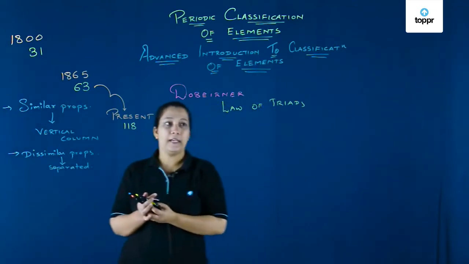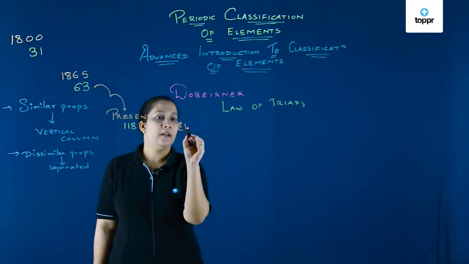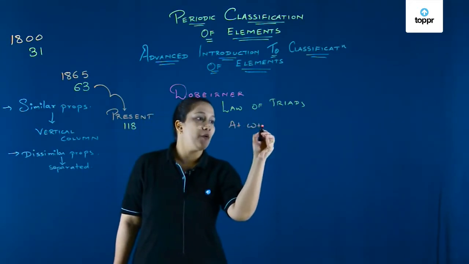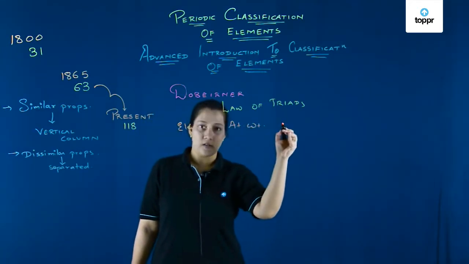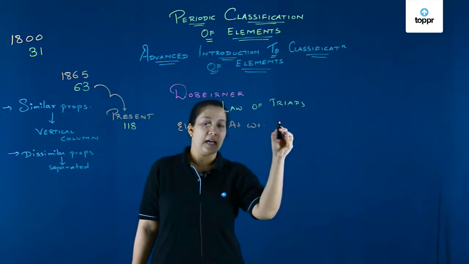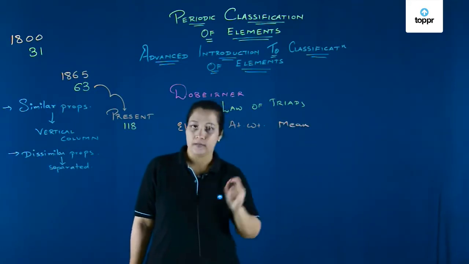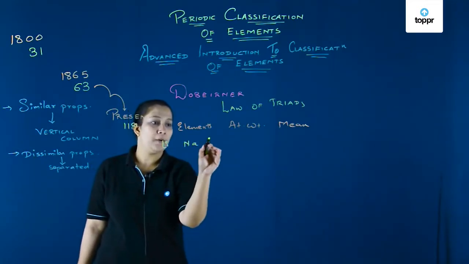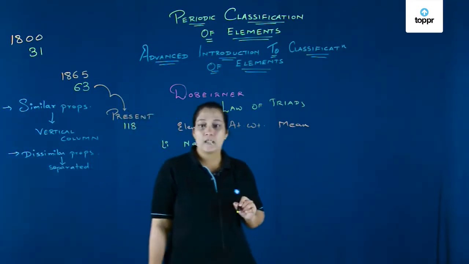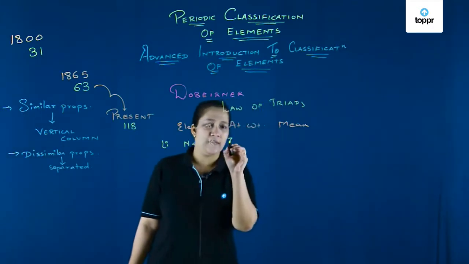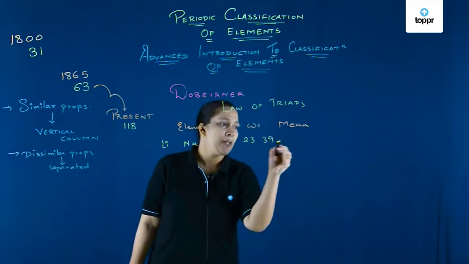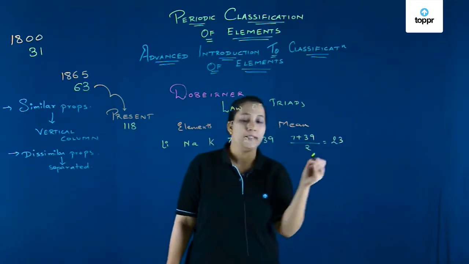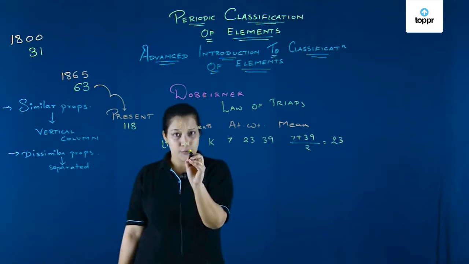For example, if I cut it short and let you know the idea behind it, I make 3 columns: elements, their atomic weights, and the mean of the first and the third one. Under this, I could have lithium, sodium, and potassium. The weights go as 7, 23, and 39. If you add up 7 and 39 and take the mean, it comes out to be 23, which matches the atomic weight of sodium.